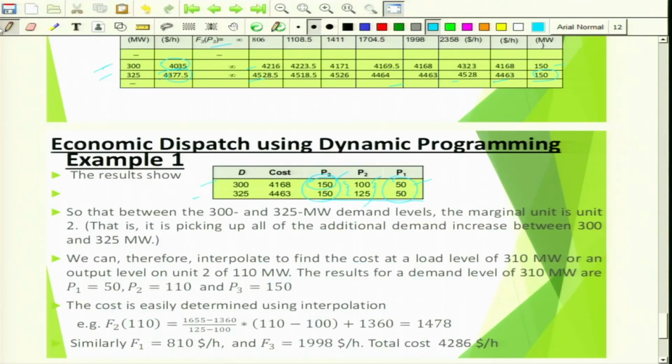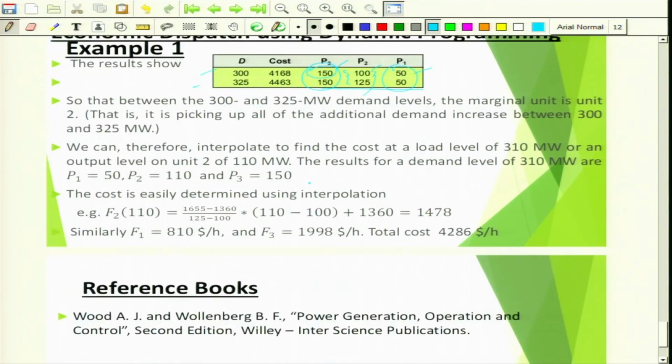Now rather than operating at 125, you operate from 100 to 110, that's it, because your load demand is not 325, it's just 310 megawatt. So for the 310 megawatt, for generator 2 you have to interpolate, that's it. For 100 megawatt of generation you have a specific cost for generator 2, for 150 you have another, for 125 you have another cost. So you just have to interpolate what is the cost, tentative cost, that is 1478.